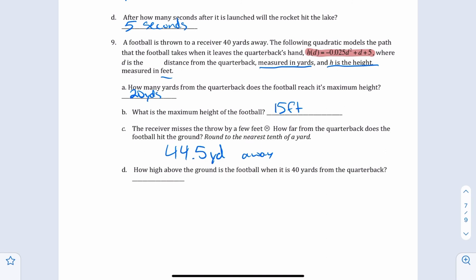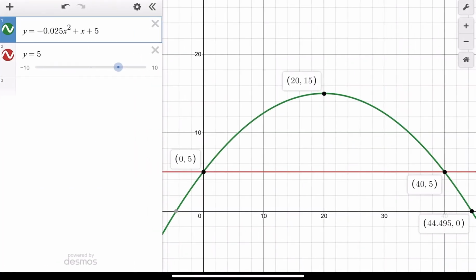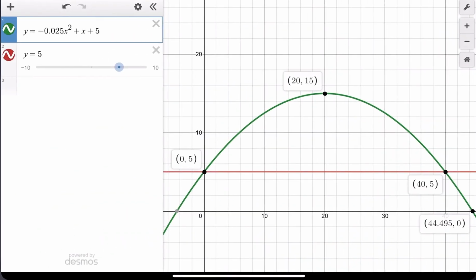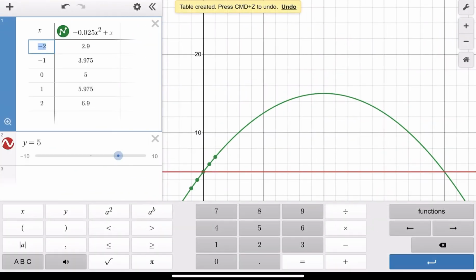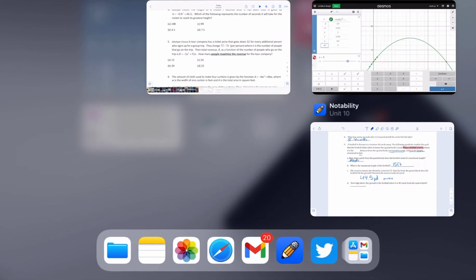So when I look at that again, my ball hit the ground. I think that the trickiest part of this graph is knowing that my receiver is going to catch it above the ground too. And so we need to plot y equals 5 to help make sense of that. Lastly, the question asks, how high above the ground is the football when it is 40 yards away from the quarterback? And so if I take a look at Desmos, I make my equation into a table. I plug in 40 yards. I can see that it's 5 feet above the ground. So again, my receiver would have caught it at that point. But 40 yards away, the ball is 5 feet above the ground.